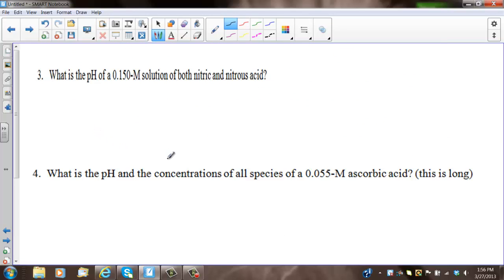Okay. 3. What is the pH of a 0.15 molar solution of both nitric and nitrous acid? Again, you have to look at everything that is going to be in solution here. Nitric is a strong acid. Nitrous is a weak acid. The Ka of nitric is going to be greater than that of nitrous and water. So therefore, we're only interested in the nitric acid. It's the only one that's going to contribute the H+ to solution.